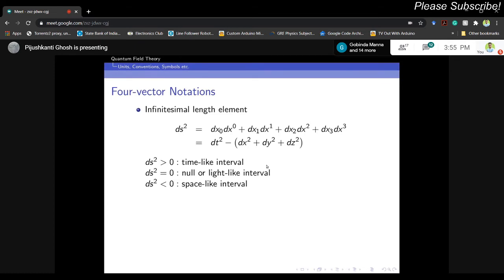Now when it is greater than 0, this is called a time-like interval. When this is equal to 0, it's called a null or light-like interval. And where ds square is less than 0, this is called a space-like interval. Why is ds square equal to 0 called null? You understand that null is in the sense that the right hand side is equal to 0. Why is it called a light-like interval? Any idea?